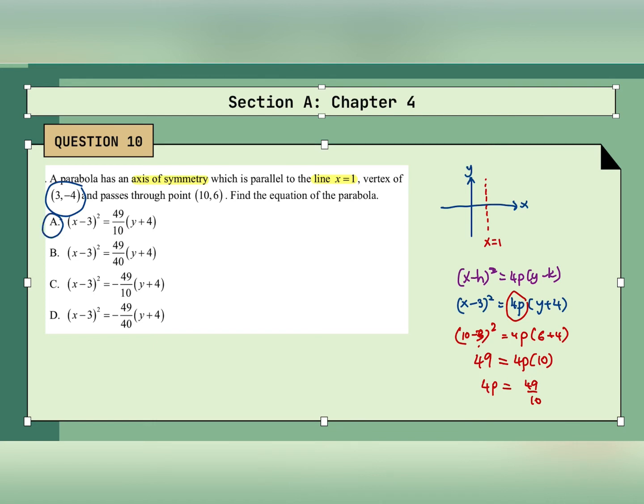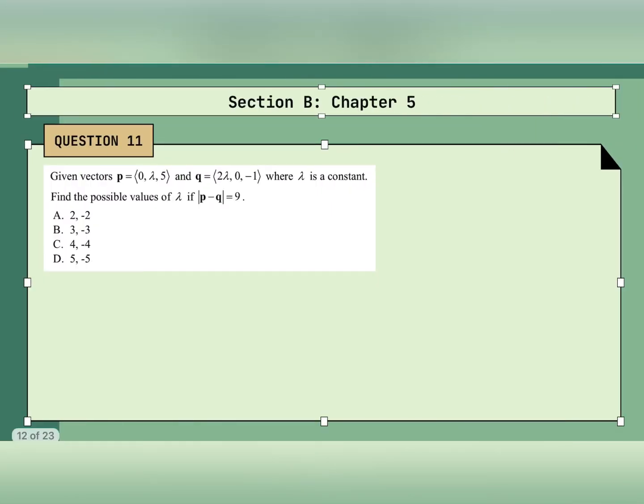Okay, positif kan, kita punya value positif. Okay, so this will be the answer for chapter 4. Okay, now kita pergi kepada chapter 5.